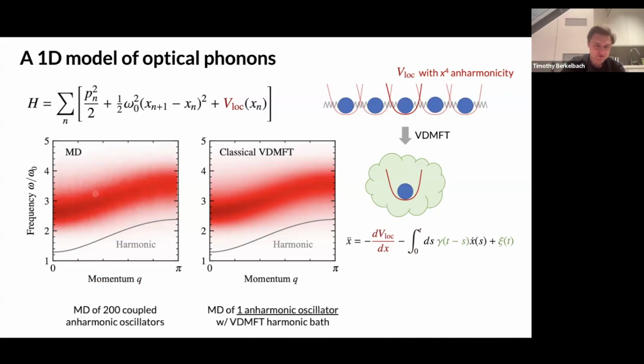So in a computational sense, the results on the left were generated by doing molecular dynamics of 200 coupled anharmonic oscillators, whereas the results here in the middle are molecular dynamics of just a single anharmonic oscillator with a very special bath of harmonic oscillators. And although I won't really go into details, there's an interesting observation, very much like with quantum impurity solvers, where I can either choose to discretize this bath of harmonic oscillators and simulate their dynamics explicitly, or I can just try to solve this generalized Langevin equation directly, and all I need to know is the functional form of this memory kernel.